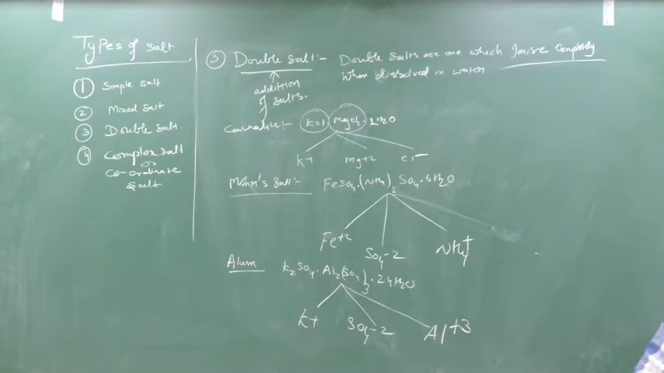Completely ionized will take place. Clear? Once more, what are simple salts? Simple salts are those which contain only one type of cation and only one type of anion, and which also ionize. Mixed salt means either one cation with two or more anions, or two or more cations with one anion. That type of salt we call a mixed salt.